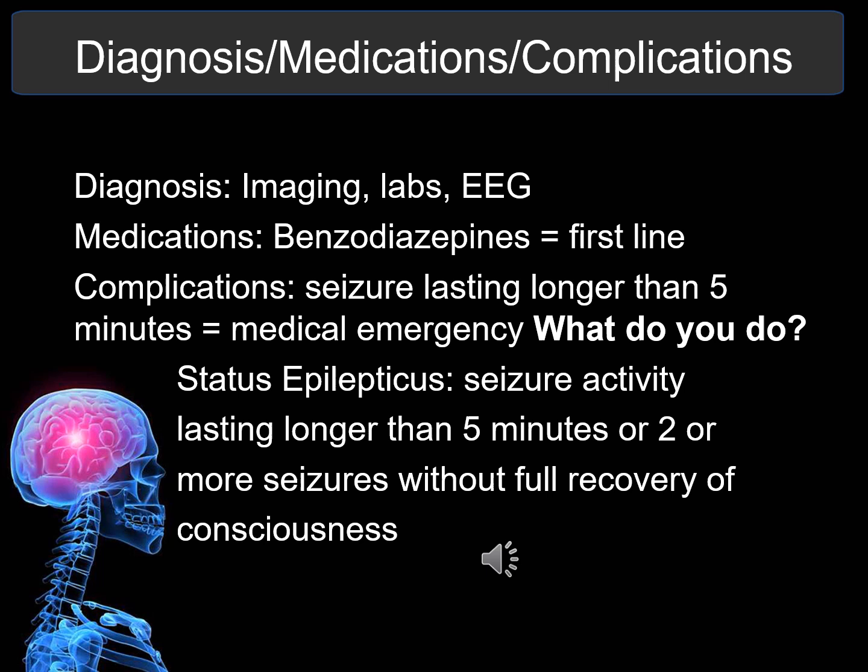Complications: seizures lasting longer than 5 minutes are a medical emergency. Seizures lasting longer than 30 minutes can cause respiratory failure, brain damage, and death. Status epilepticus, seizure activity lasting longer than 5 minutes, or 2 or more seizures without full recovery of consciousness, can be caused by head trauma, hydrocephalus, acute drug or alcohol withdrawal, metabolic disturbances, or abrupt withdrawal of the anticonvulsive medications. Airway, breathing, circulation interventions must be initiated immediately.